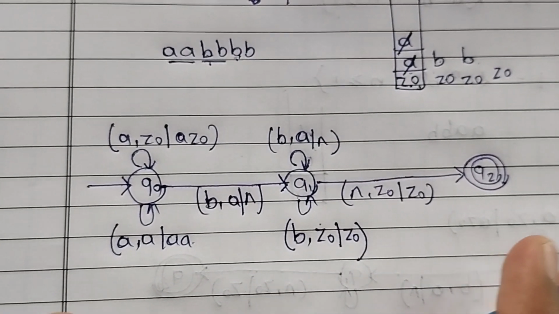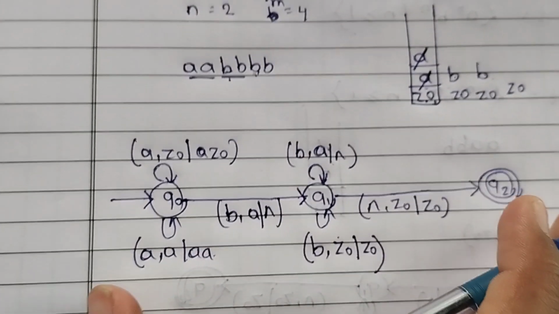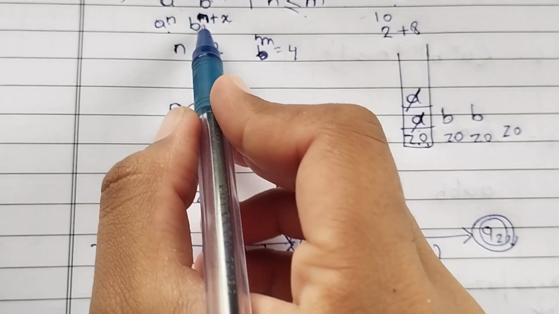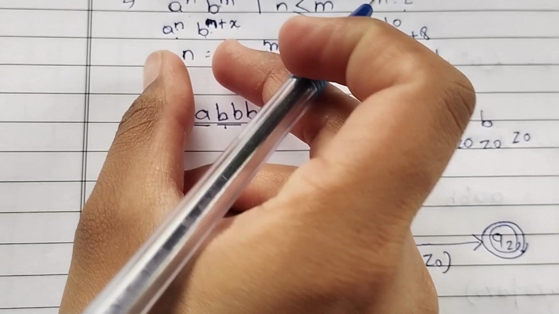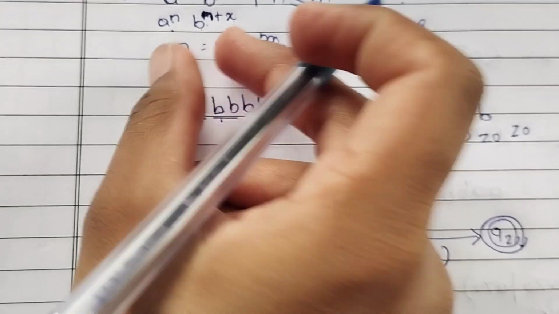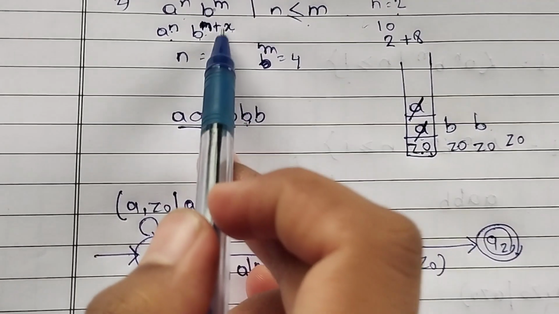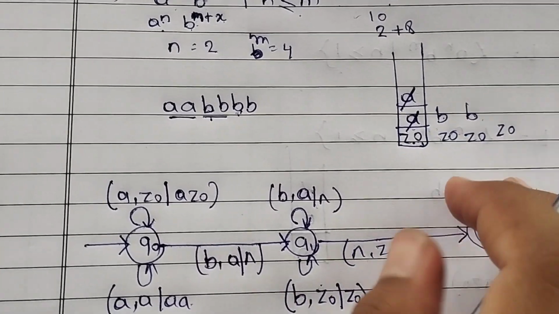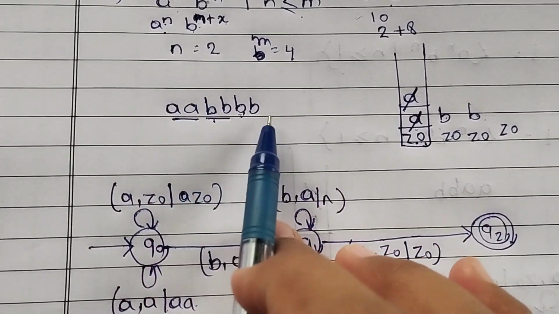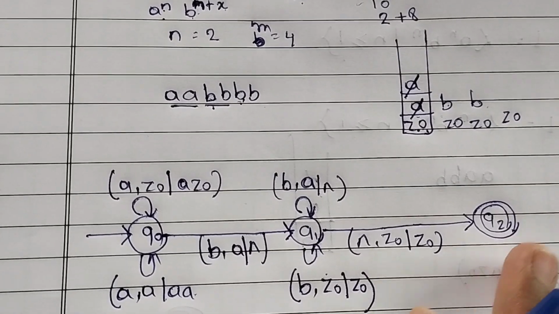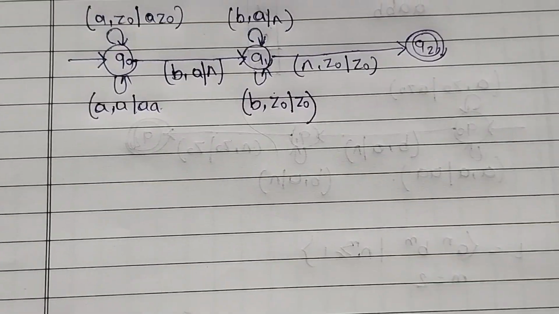Now I hope you all get an idea about this PDA. Simply, for a raised to n, for that b raised to n we pop, we take the combination a raised to n and b raised to n, and for the remaining b raised to x combination we keep Z0 as it is, and when the whole string is completed, we are in the final state.